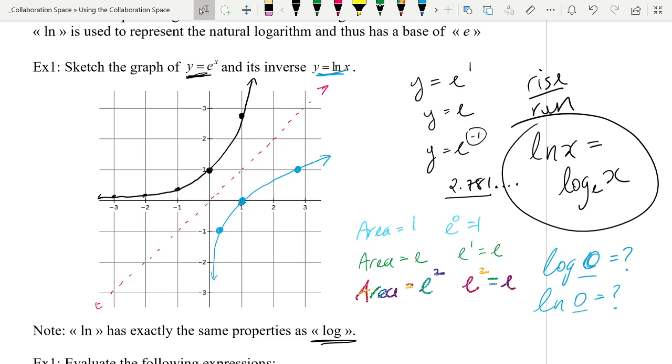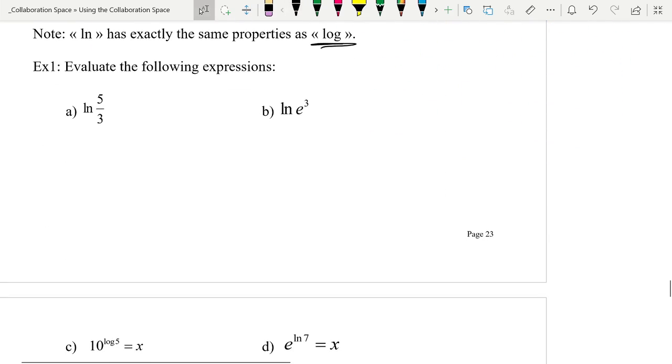Let's start doing some calculations with e and natural log. Evaluate the following expressions. Okay, this is just a button punch. The ln of 5/3. Can you find ln on your calculator and punch buttons? If you do, try it right now. You should get 0.5108 and change.